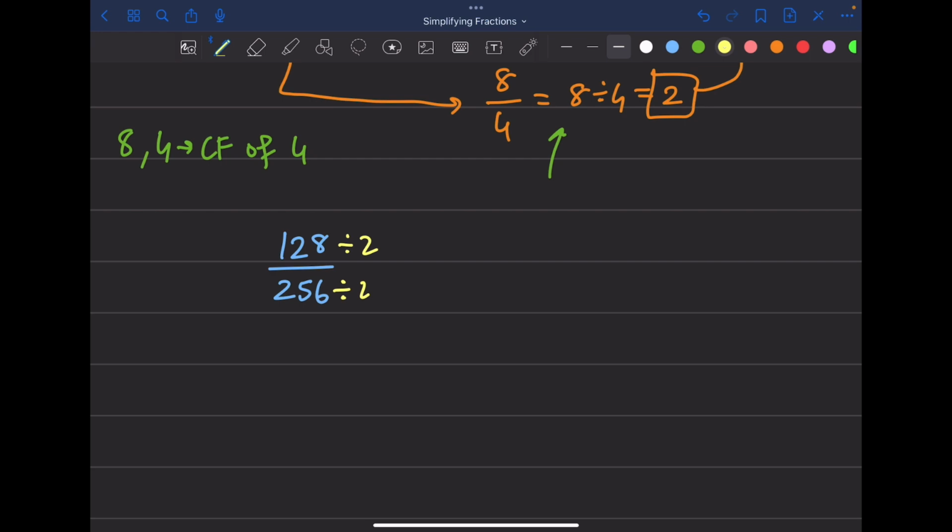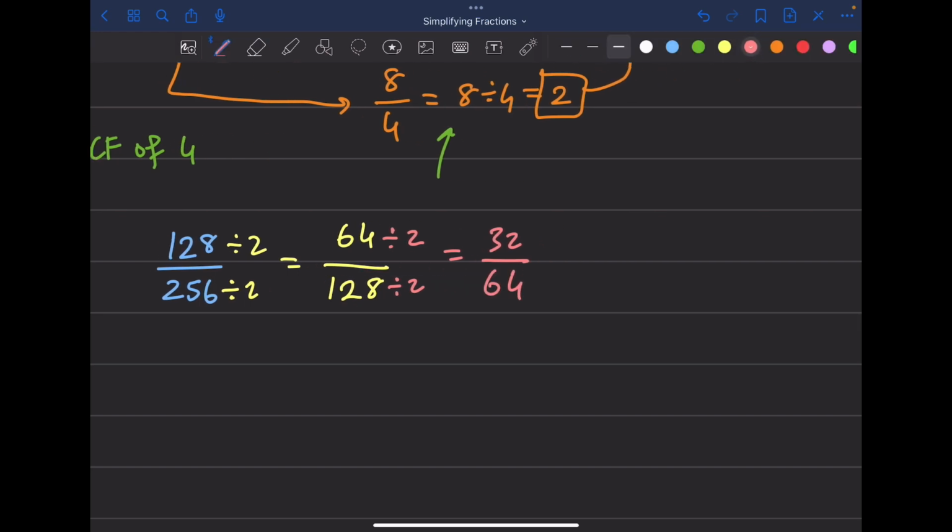That's the easiest step someone can take. So now you might ask, okay, what is 128 divided by 2? It's 64. And then, what is 256 divided by 2? That's 128. Okay, we're not done yet because they are even numbers again. 64 and 128 are even, so let's divide by 2 one more time. This time we get 64 divided by 2 is 32, and then 128 divided by 2 is 64.